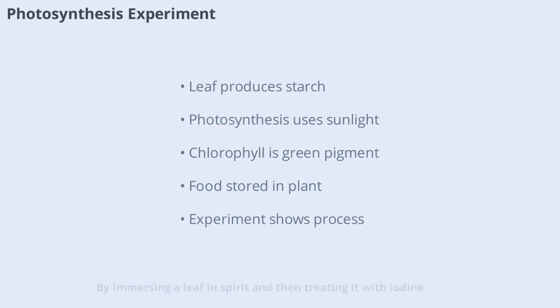By immersing a leaf in spirit and then treating it with iodine, you can observe a color change indicating the presence of starch. This experiment shows that leaves produce food through photosynthesis using sunlight and a green pigment called chlorophyll. The food made by leaves is stored in various parts of the plant, such as roots and stems.